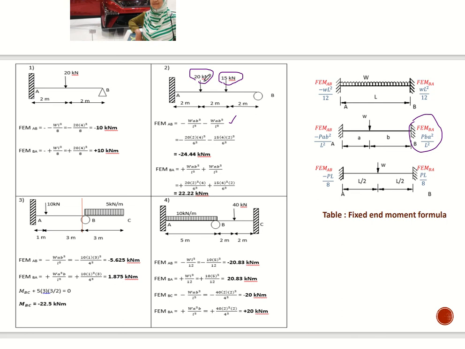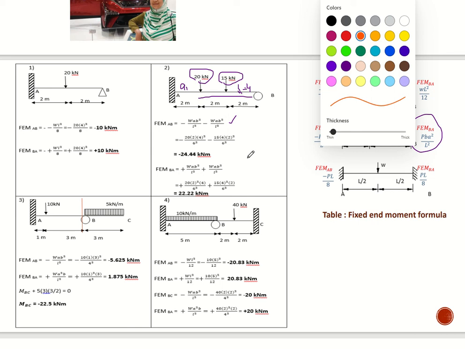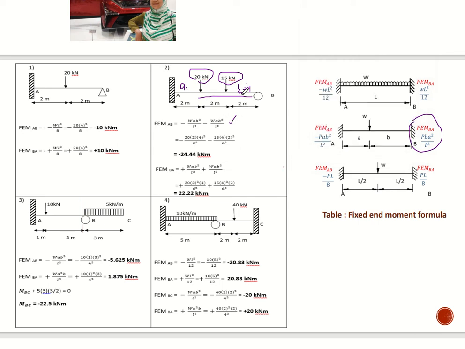Okay, so the A for the 20 kilonewton load is 2, and the B for the 20 kilonewton load is 4. This one is 4. Okay, this is B1. Okay, the fourth one. While we have a beam, the fixed end moment formula for P2, we're going to use this one, P2.